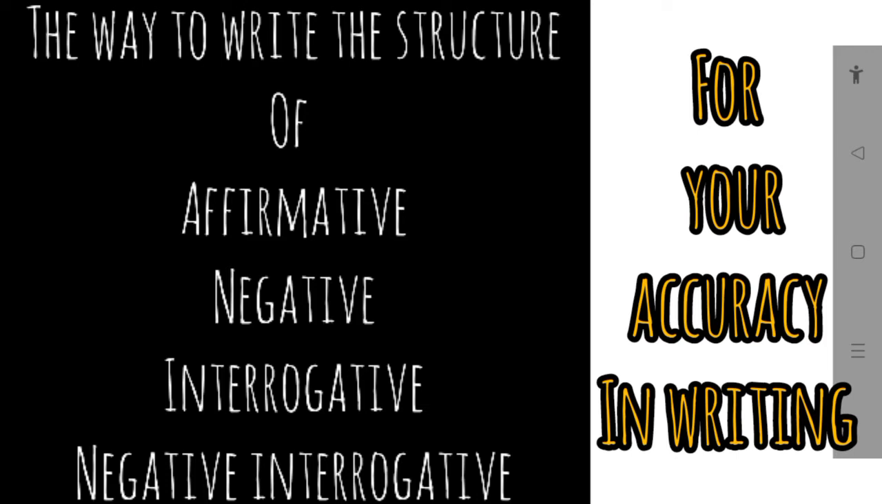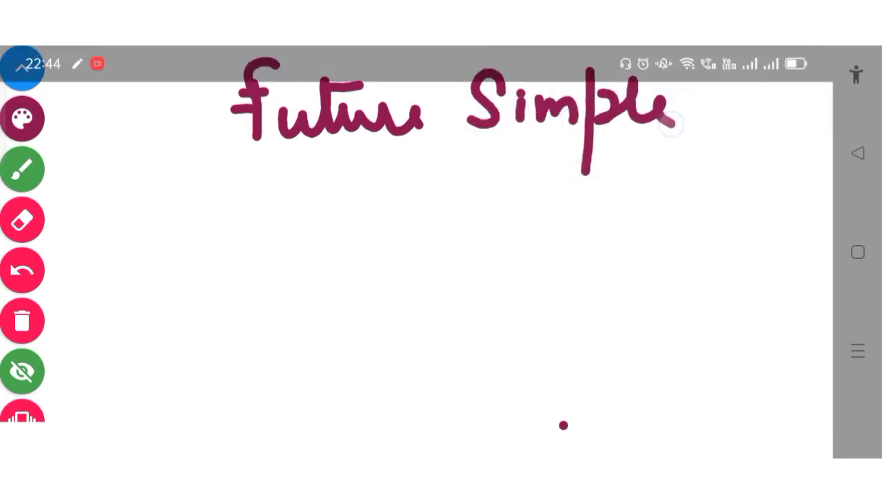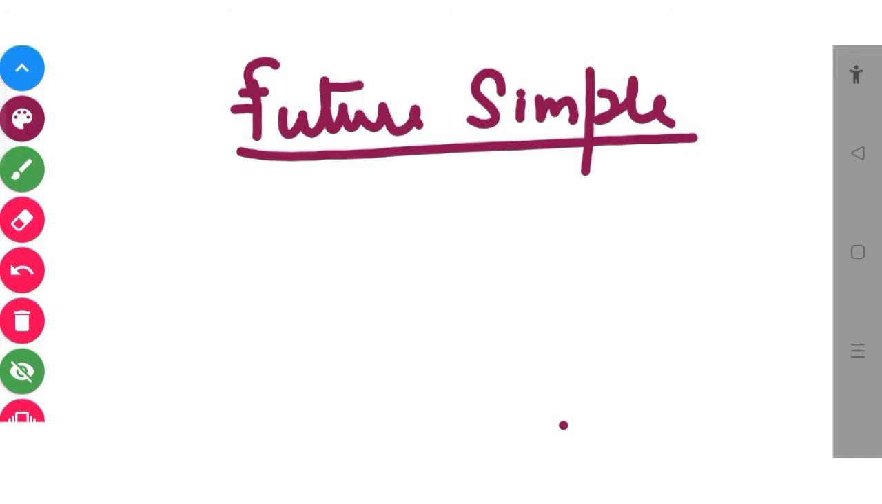So without any further delay, let's start with the first one, that is, the future tense. We will be using future tense today. So future simple, or we call it future indefinite also. There is no difference between future simple and future indefinite, but the use can be different for future simple, future continuous, future perfect, or future perfect continuous. So that is why we need to know about their uses separately.